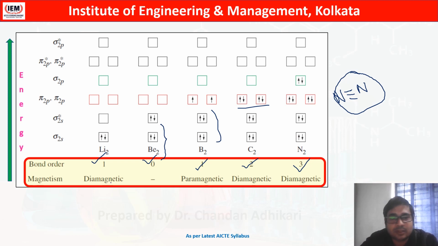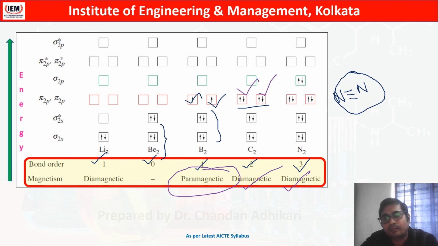So for lithium it is definitely diamagnetic. For beryllium there is no point because it's not stable. For boron it is paramagnetic because a single electron is there, so they are unpaired electrons, right. And for carbon it is diamagnetic because both the electrons are filled, so they are paired electrons. In case of nitrogen also it is paired electrons. So nitrogen is diamagnetic, carbon is diamagnetic, whereas boron is paramagnetic. That's why sometimes boron is used in many magnetic imaging applications.